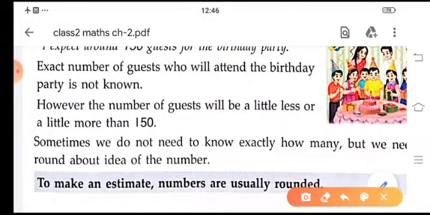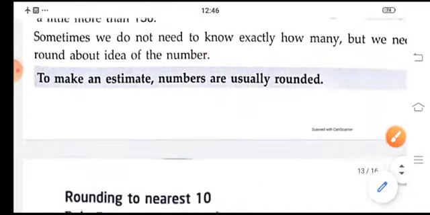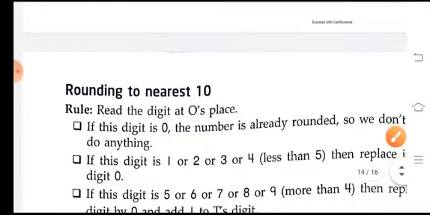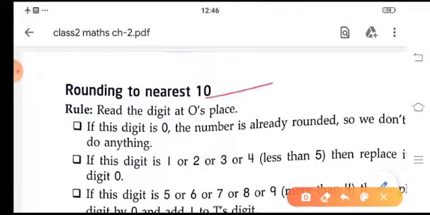Sometimes we do not need to know exactly how many guests or how many apples or how many things there are. So we never get the exact idea. So we do the rounding of numbers to make an estimate. Numbers are usually rounded. So let's see the rounding of numbers to the nearest 10.